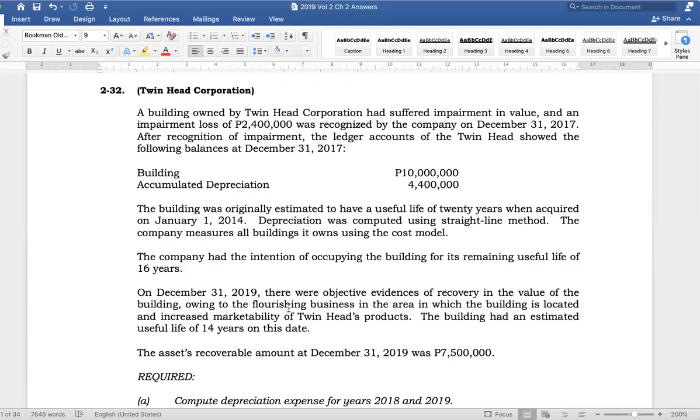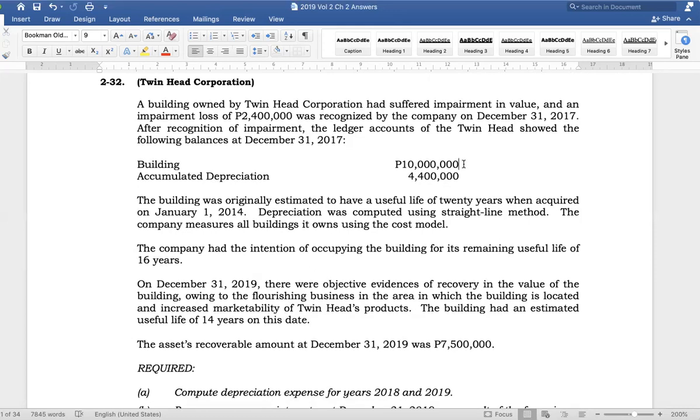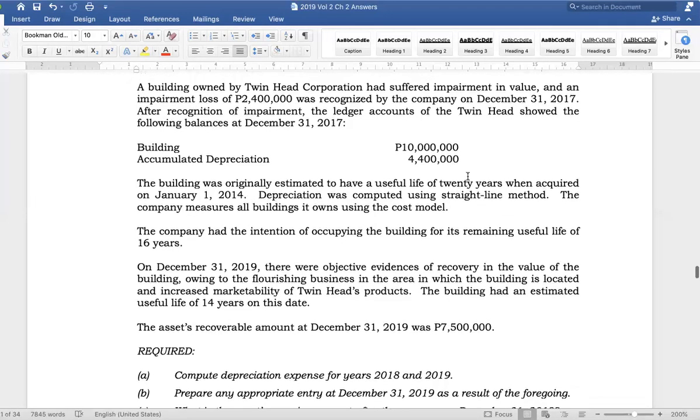A building owned by Twin Head Corporation had suffered impairment in value, and an impairment loss of $2,400,000 was recognized by the company on December 31, 2017. After recognition of impairment, the ledger accounts of Twin Head showed the following balances at December 31, 2017. We have 10 million and accumulated depreciation of 4,400,000, and 4,400,000 includes the 2,400,000. So previous to impairment, the accumulated depreciation is only 2 million.